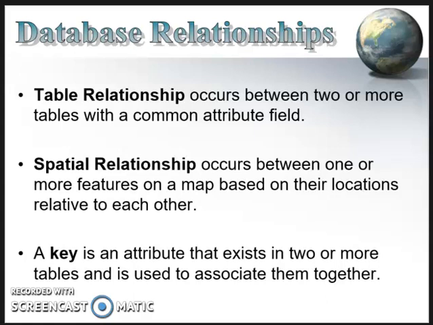A spatial relationship occurs between one or more features on a map based on their locations relative to each other. So another way to look at it: a table relationship uses joins and relates, whereas a spatial relationship might use something like a location selection, which you are probably familiar with by now from some of the activities we've done where we've selected things spatially, or select by location.